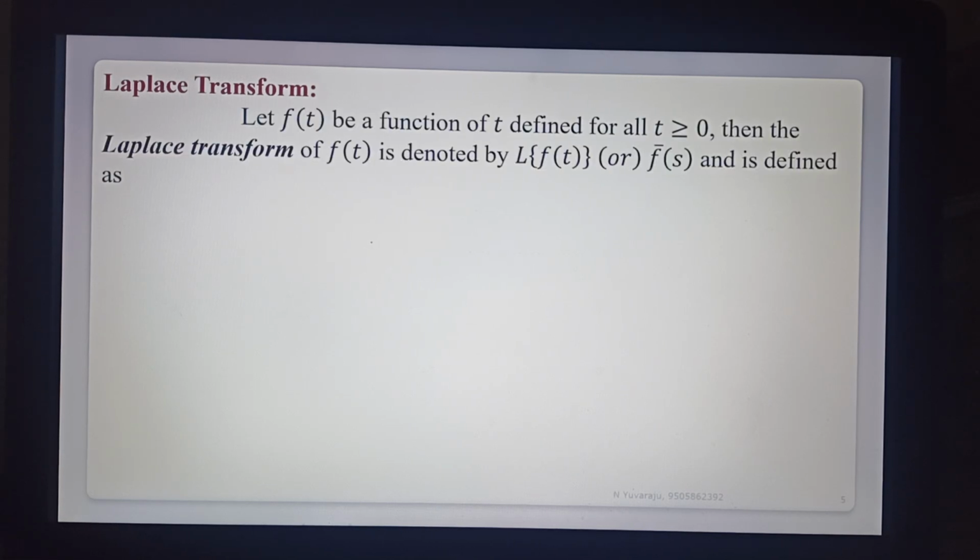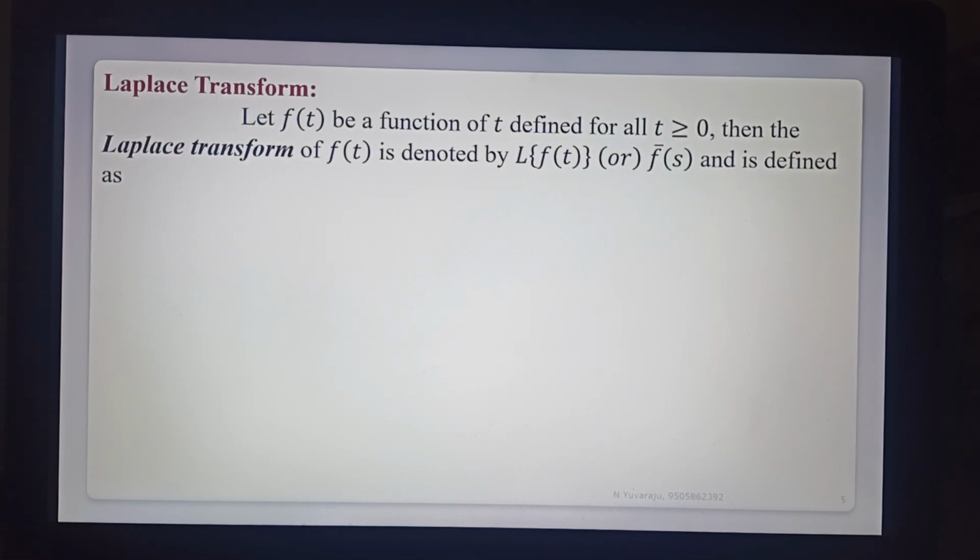Hi students, today in this lecture we are discussing the topic of Laplace transform. This is one of the transform techniques. This transform technique can be used to solve differential equations with given initial conditions. First of all, let us see the definition of the Laplace transformation.